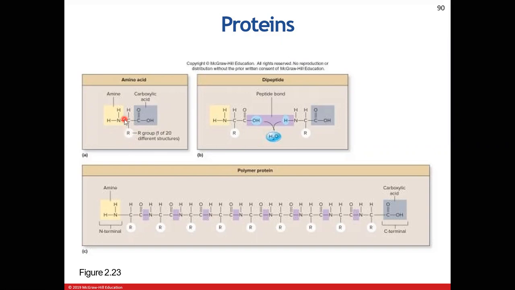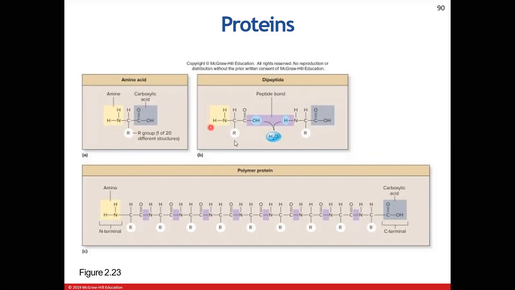Now again, this R group can represent a lot of different things. It can represent something as simple as a hydrogen. It can represent something as simple as a methyl group, which is another CH3 group. So there's a lot of different structures that we can add down there. And remember, we have 20 different amino acids.